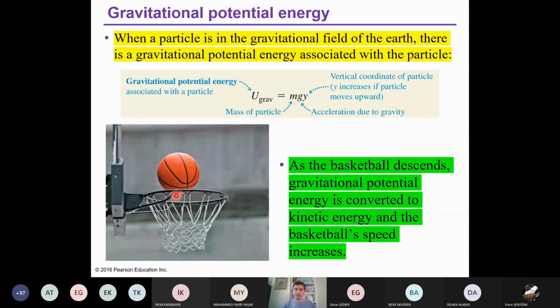So here, what happens when the basketball stays at this position? It has certain gravitational potential energy, and when it descends, gravitational potential energy is converted to kinetic energy and its speed increases. So we will learn the details of this gravitational potential energy in this part.